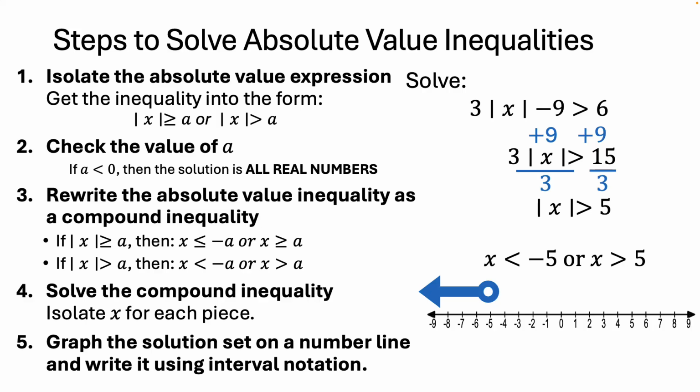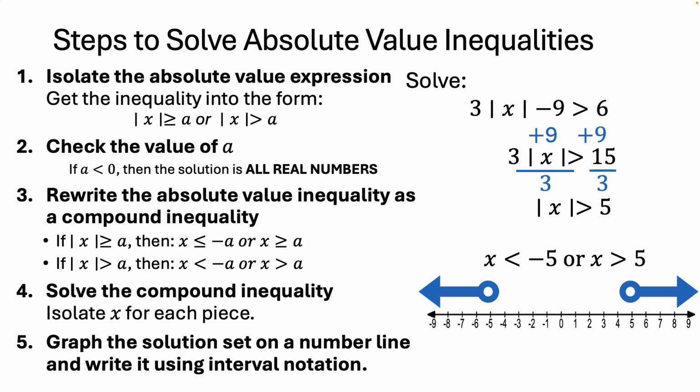Now let's graph the second piece where x is greater than 5. We're going to have an open dot at 5 since we have a strict inequality. We want values of x that are greater than 5. This means I need to shade to the right for numbers like 7, 8, 9, etc.